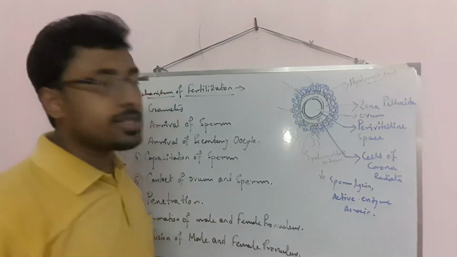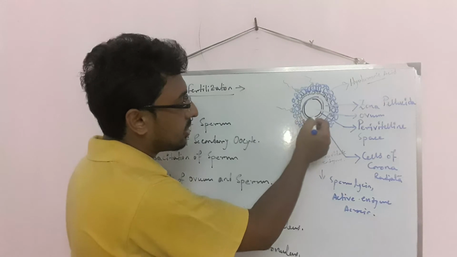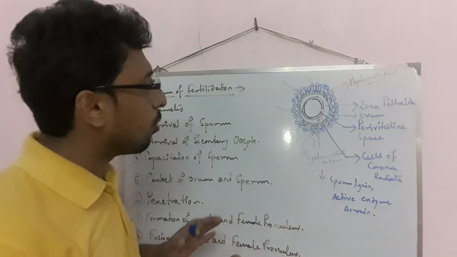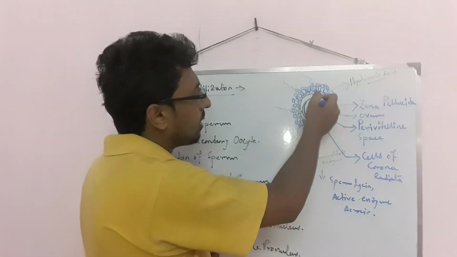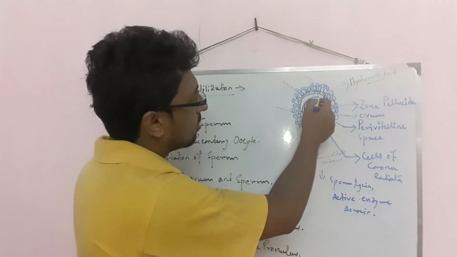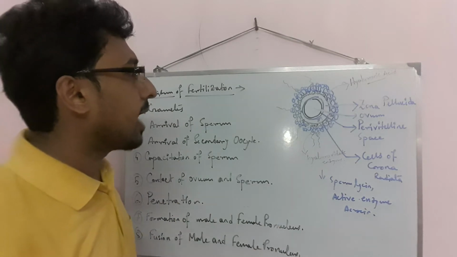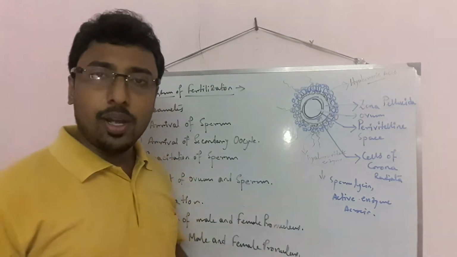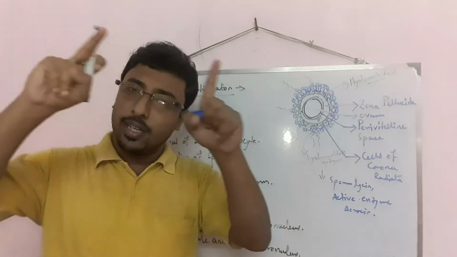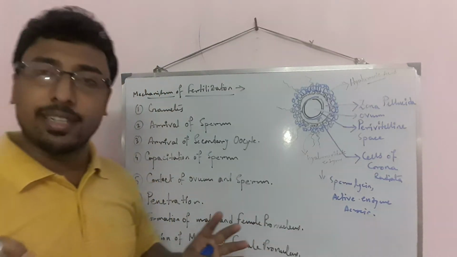Here is a diagram of a secondary oocyte. Look at the structure. In the middle portion there is a round structure, that is the ovum. Just surrounding the ovum there is a layer. The name of that layer is perivitelline space. So in the middle the ovum or egg is present, and surrounding the egg the structure present is known as perivitelline space.